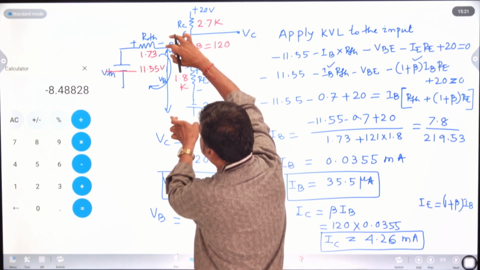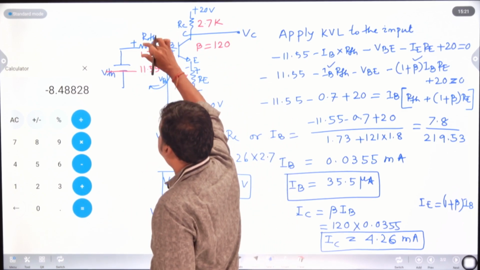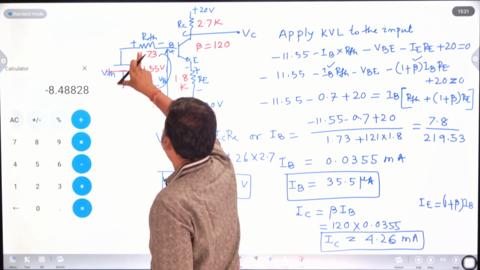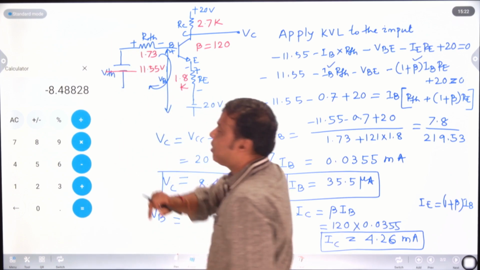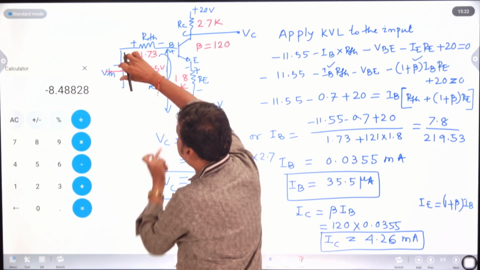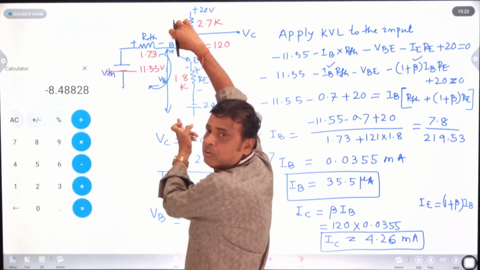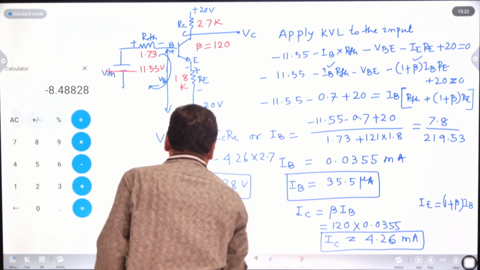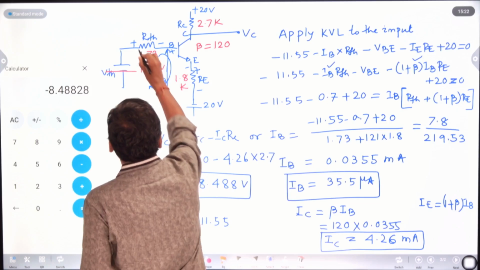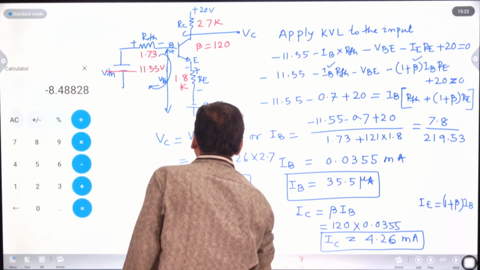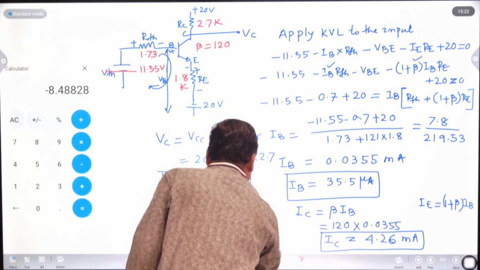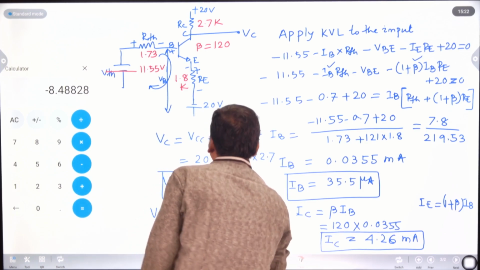This voltage is how much? This voltage plus this drop. VTH, that is minus 11.55, minus 1.73, is nothing but your VB. So VB value is how much? This voltage plus this drop is nothing but your VB. So VB equal to minus 11.55 minus this is your IB RTH. IB into RTH is nothing but your VB.